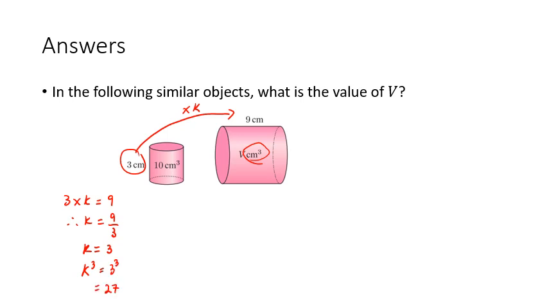So therefore if we times 10 by k cubed, we will get V. 10 times k cubed equals V. 10 times 27 is equal to V. Therefore, V is equal to 270 centimeters cubed.